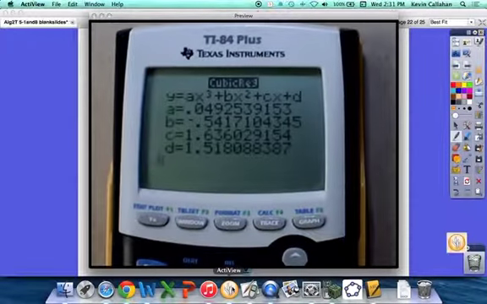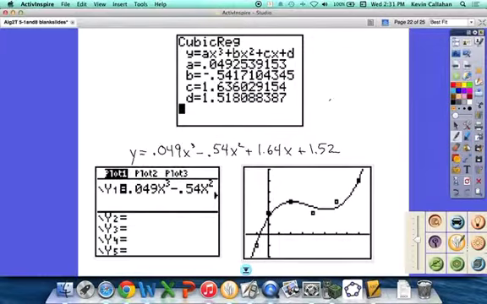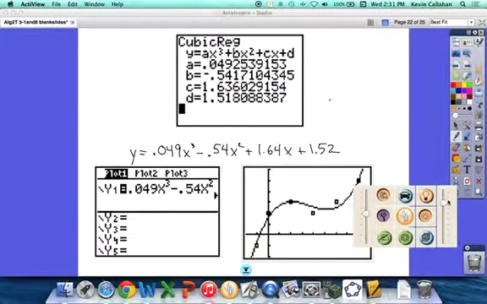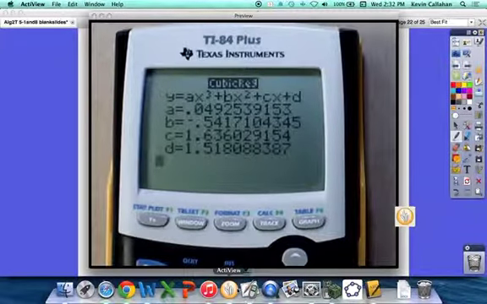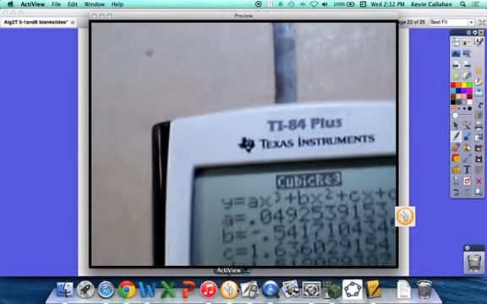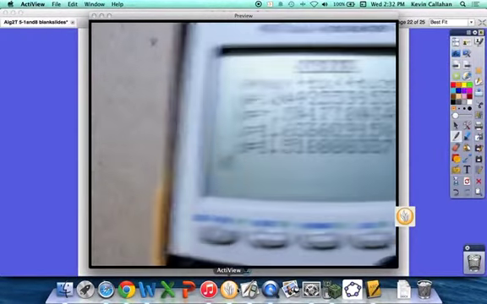I know this is kind of dark, but let me see if I can brighten it up just a little bit. No, that does not help. It's actually the opposite of what you need to do. That's a little better.